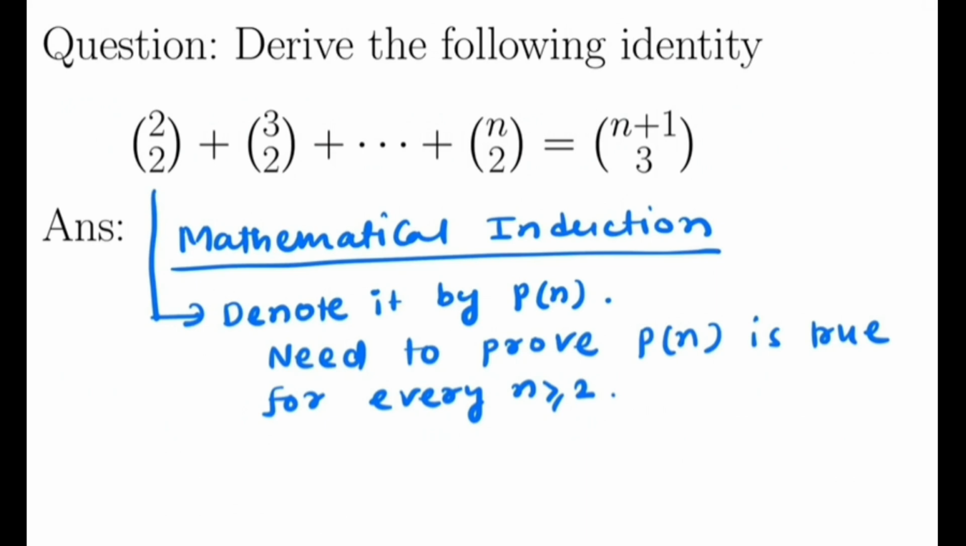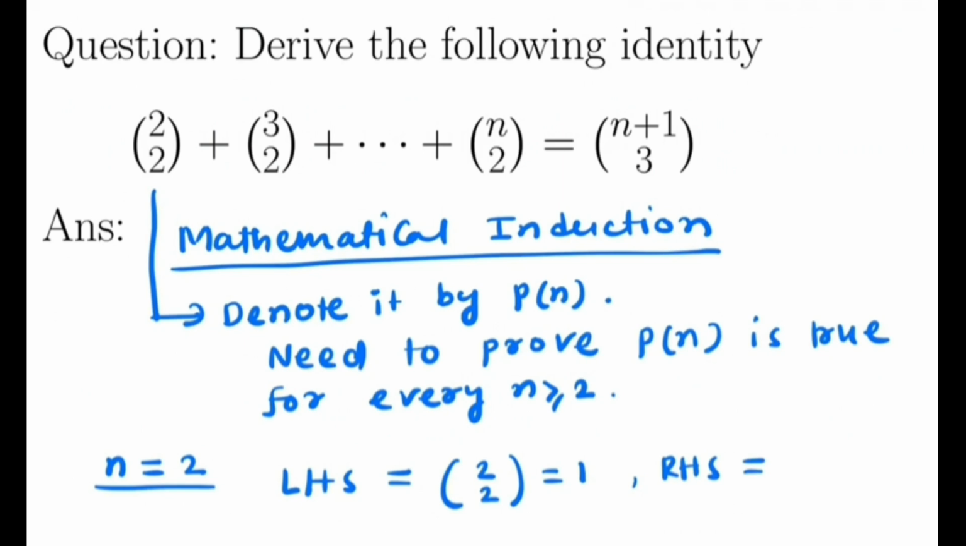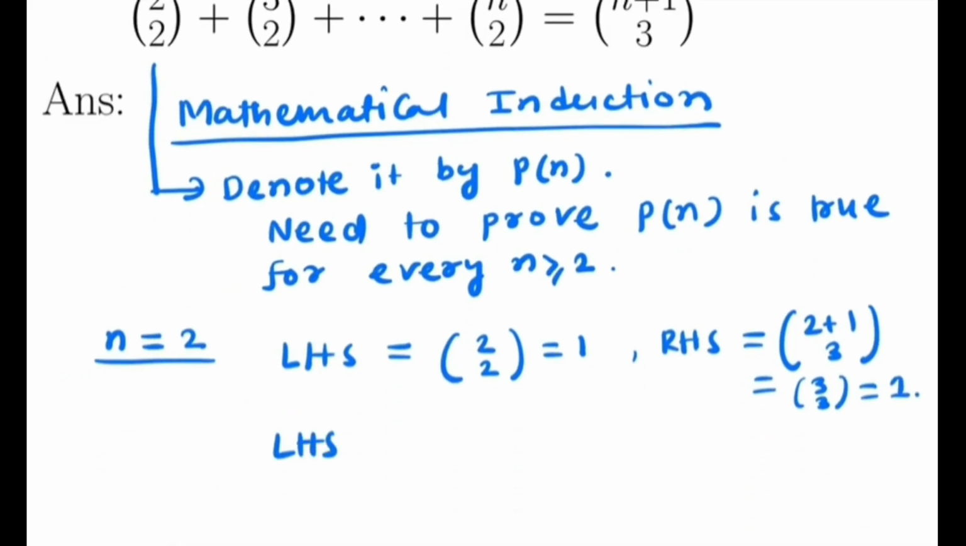Okay, so now we will try to prove the initial case. The initial case will be for n equal to 2, since the first term is 2 choose 2. So for n equal to 2, the LHS is 2 choose 2, which is 1. And what is RHS? RHS is 2 plus 1 choose 3, which is nothing but 3 choose 3, which is again 1. So LHS is equal to RHS for the n equal to 2 case. So that will imply P of 2 is true.